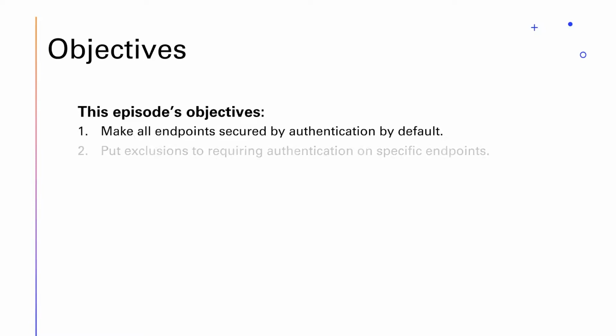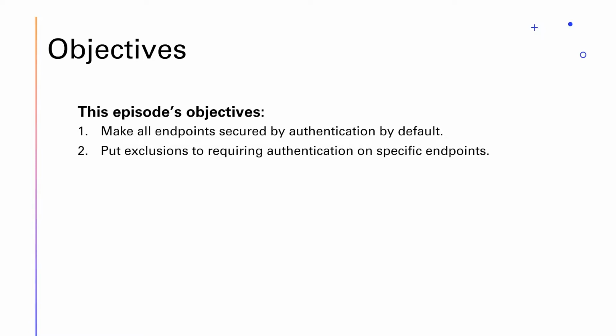So what are the objectives of today? Firstly, we're going to make all endpoints secured by authentication by default. If you try to access any endpoint on our system, and it's an actual endpoint, not like you typed in /abc123 and it doesn't exist, we will check to see if there is an authentication principal provided already, and if not, we're going to reject it with a 401 error saying that it's unauthorized.